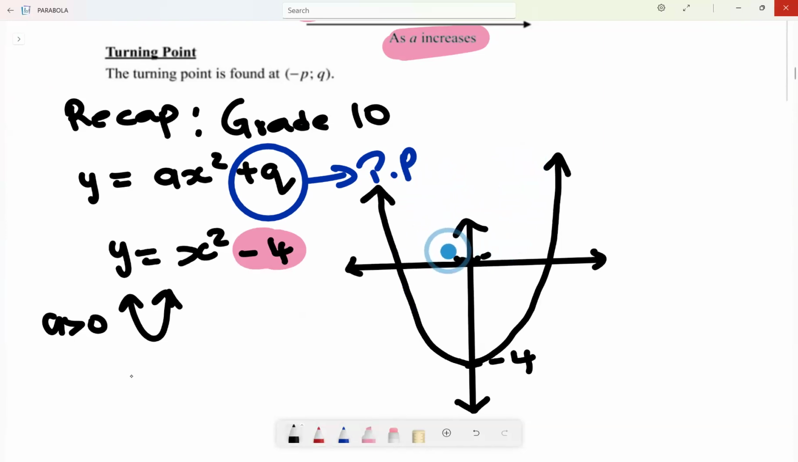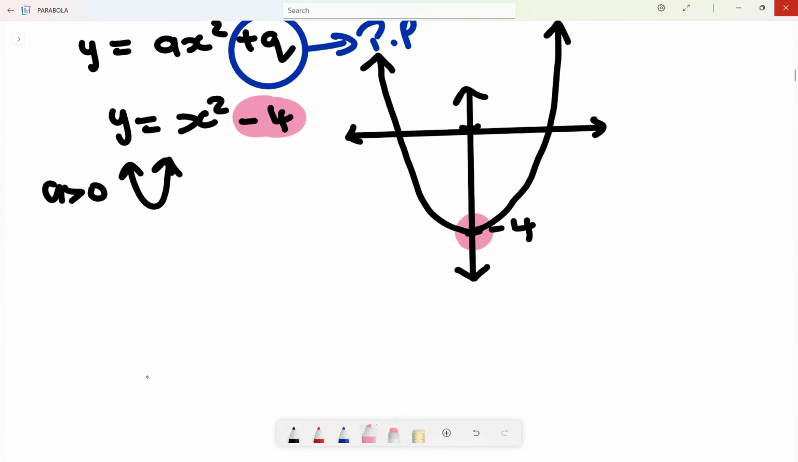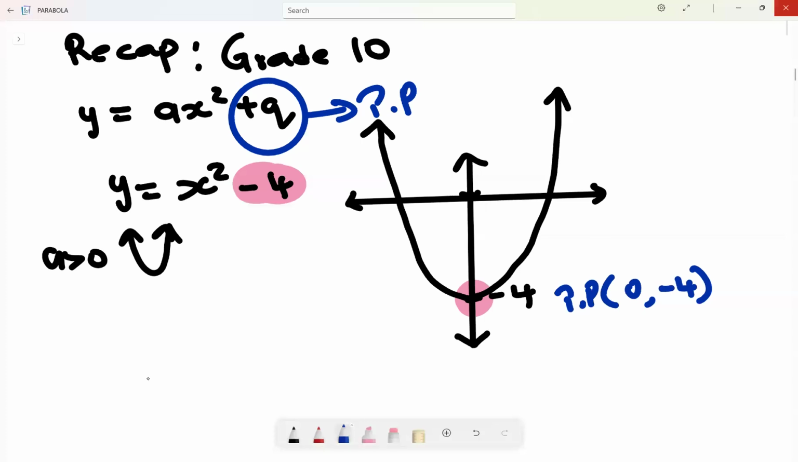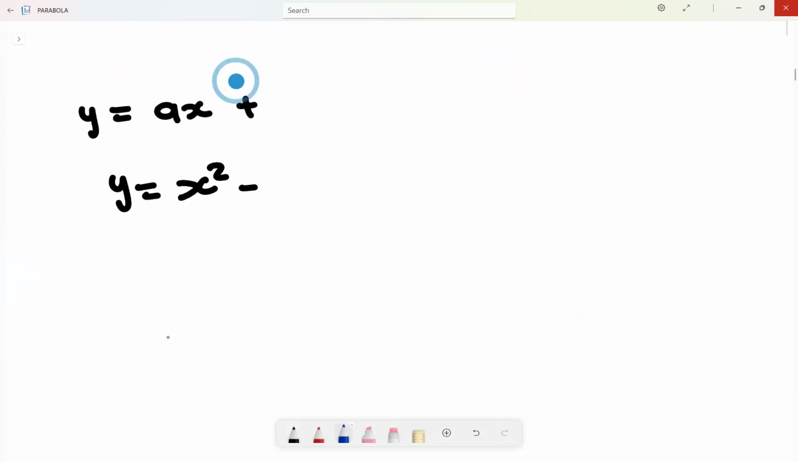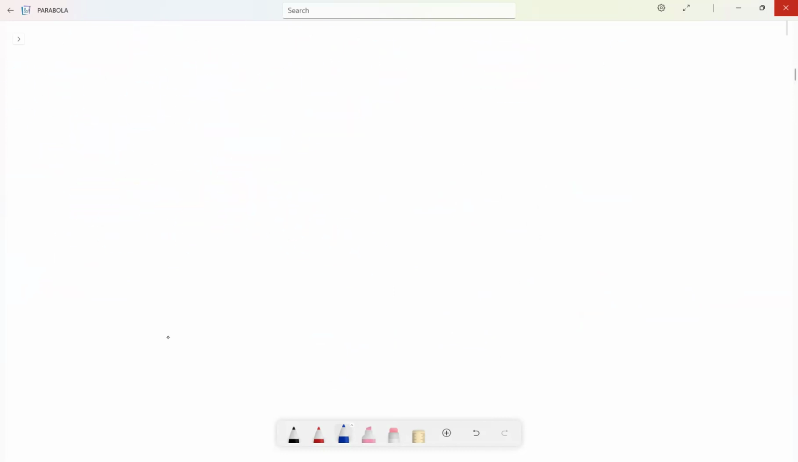Can you see now that your turning point in this case, remember I said this is the turning point? It means the coordinates of your turning point are x equals 0 and y equals -4. So this is what we learned in grade 10, that your turning point is going to be 0 and the value of q. But now things are changing, because we are no longer shifting horizontally only. We are also shifting vertically. So your graph will not always be like this.